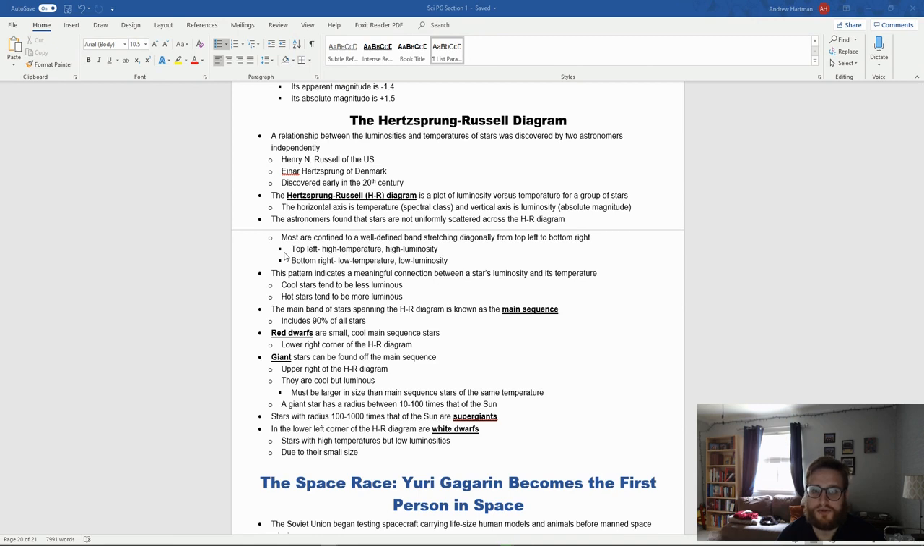So we see two astronomers in the early 20th century independently discover this relationship between the luminosity and temperatures of stars, Henry Russell and Einar Hertzsprung, and the Hertzsprung-Russell diagram is a plot of luminosity versus temperature for a group of stars.